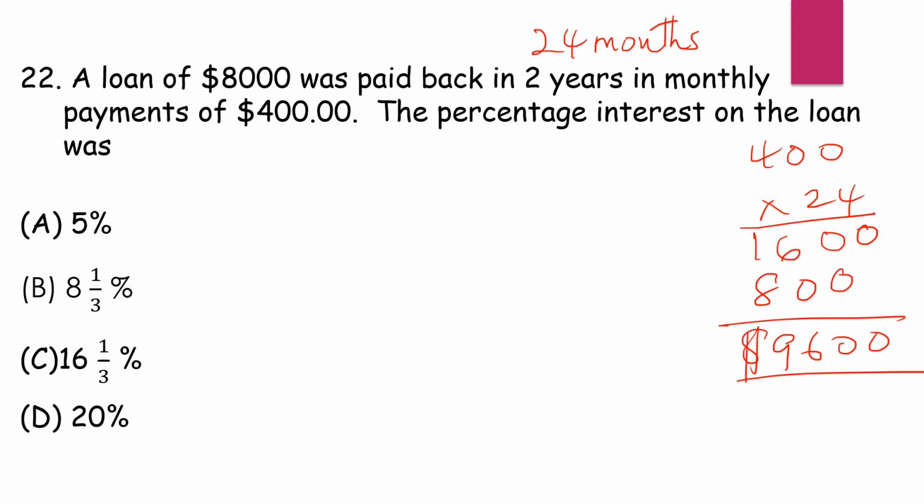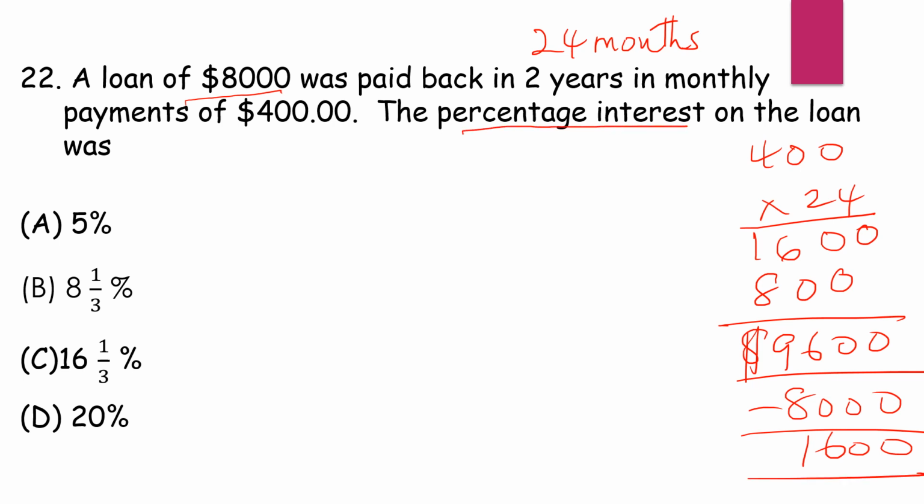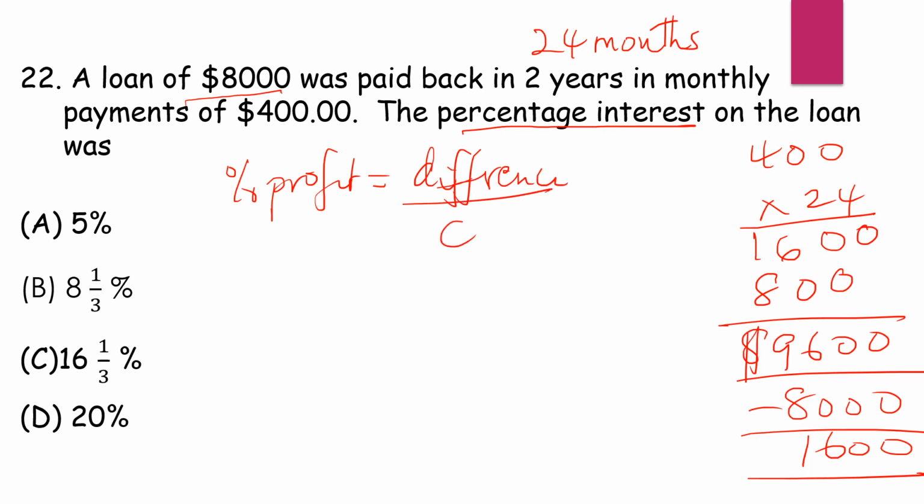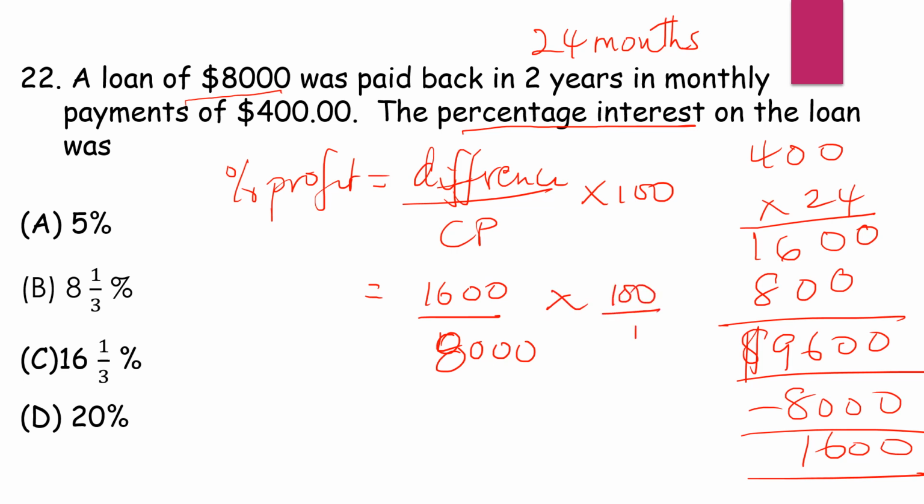So we need to get the difference. We're going to subtract the loan, 8,000. We're going to subtract 8,000 now, and that's going to give us 1,600. So the percentage interest, which is also the percentage profit, is equal to the difference over the cost price times 100. So we're going to get 1,600 over 8,000 times 100 over 1.